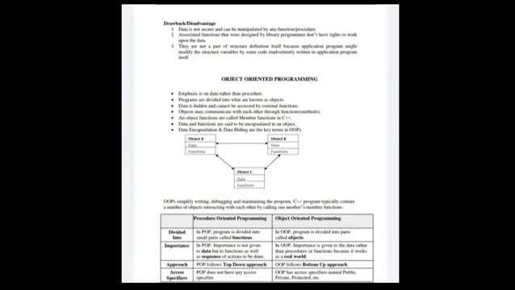Divided into: in POP, the program is divided into small parts called functions. In OOP, the program is divided into small parts called objects. Importance: in POP, importance is not given to the data but to functions, as well as a sequence of actions to be done. In OOP, importance is given to the data rather than procedures or functions because it works as a real world approach. POP follows a top-down approach. OOPS follows a bottom-up approach.